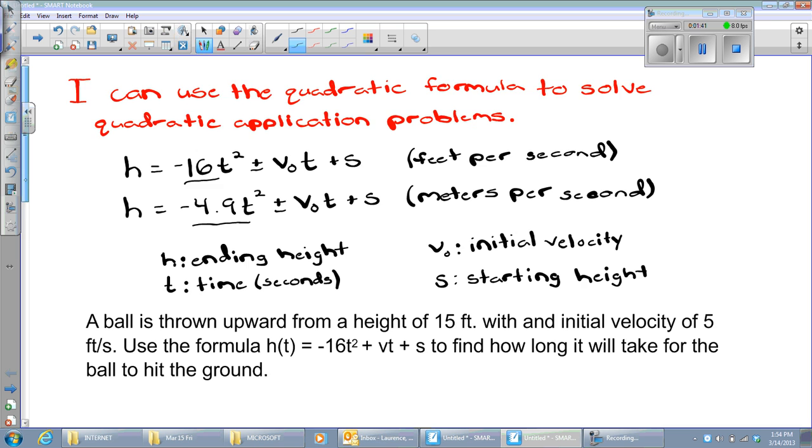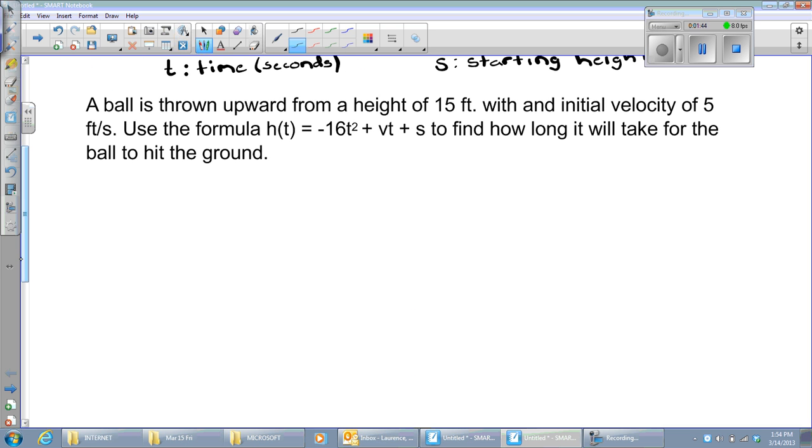So this first example says a ball is thrown upward from a height of 15 feet with an initial velocity of 5 feet per second. Use the formula h equals negative 16t squared plus vt plus s to find how long it would take for the ball to hit the ground. Okay, so the first thing I'm going to do is label the information that I'm given. So we get the ball is thrown upward from a height of 15 feet. So that would be the starting height. So s is going to be 15 feet.